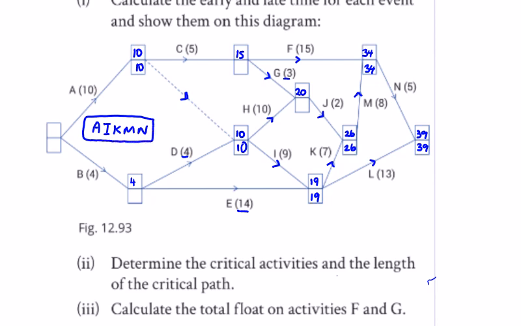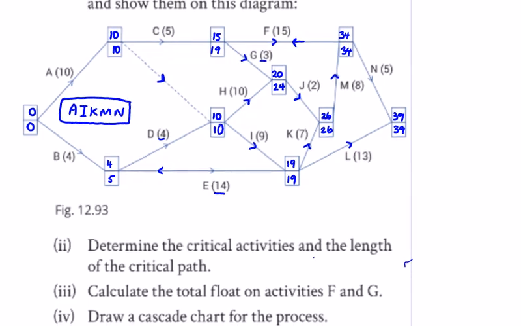We do the early times. Other late times, we have 34 minus 15, 19, or 20 minus 3, 17. Later time will be 19. And then, I probably should have done J first, 26 minus 2, 24. And down the bottom, 19 minus 14, this could start on day 5. There are the early and late times, the cascade chart, so we'll do a Gantt chart for it as well.